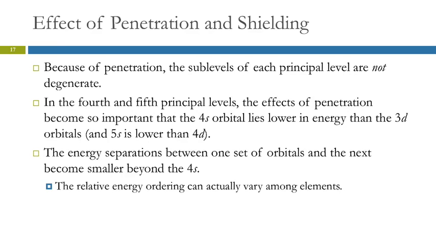So what we see is as we get higher principal energy levels, higher quantum number n, the effects of penetration become more and more important. And they become so important that the 4s orbital is actually lower in energy than the 3d orbitals. And so they begin to overlap. And to make things even worse, the relative energy ordering can actually vary among different elements. Other than hydrogen, we're going to ignore that.